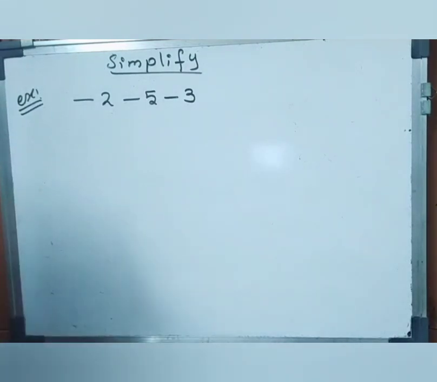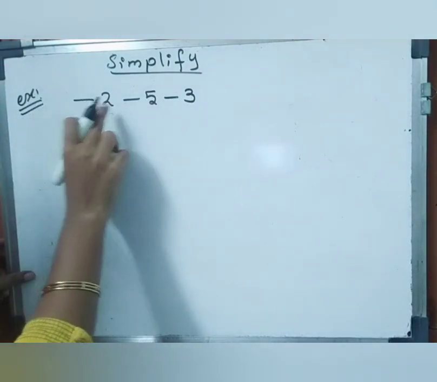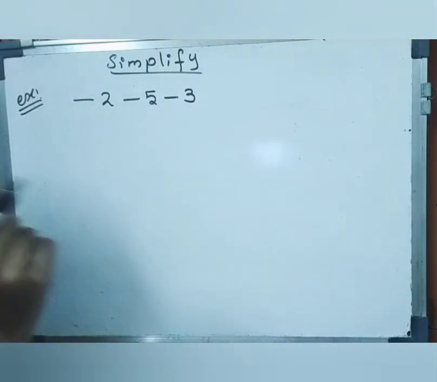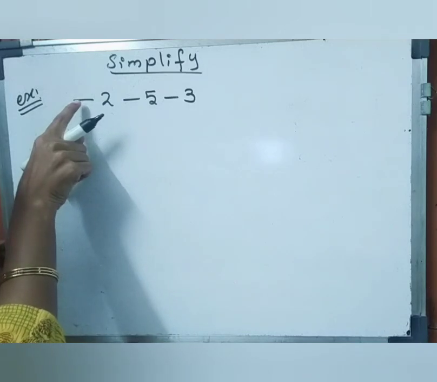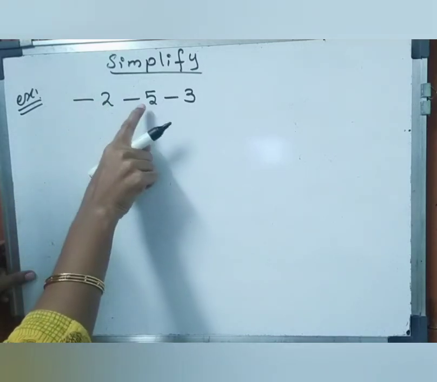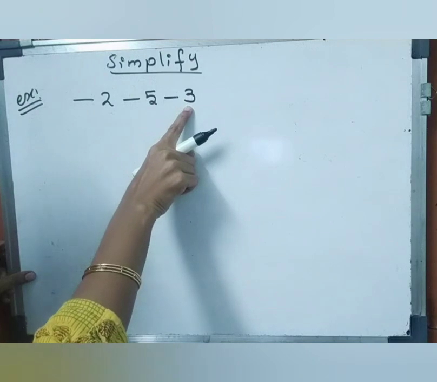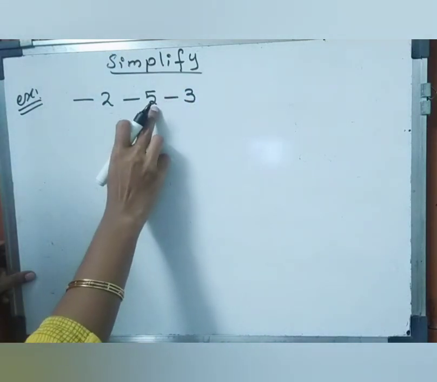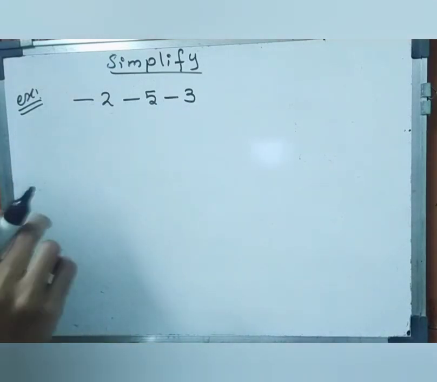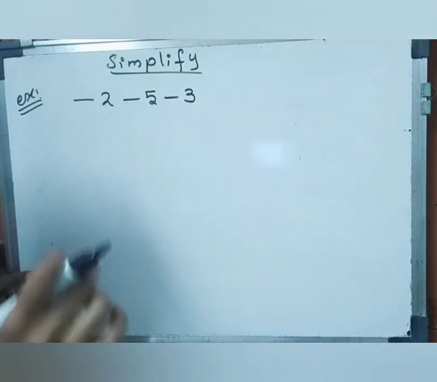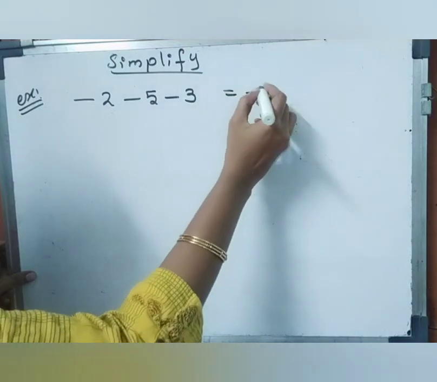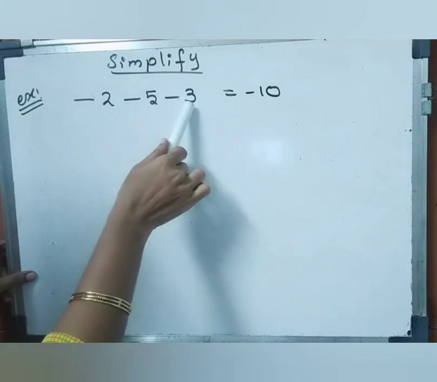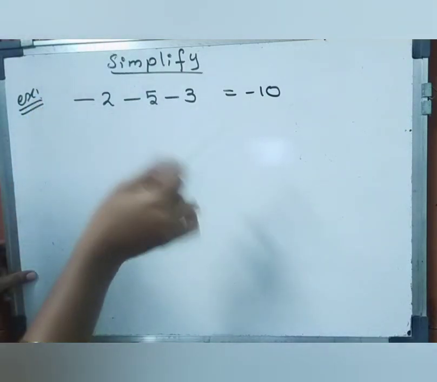What is the answer for this? What are we going to do? There are three integers, and all three are negative. Just to use the word here, for minus, loss: loss 2, loss 5, loss 3. It means totally together 2 plus 5 is 7, 7 plus 3 is 10. Loss 10 you will be getting. Loss is nothing but minus, so minus 10 you will have as the answer. Loss 2, loss 5, loss 3, so minus 10, loss 10.